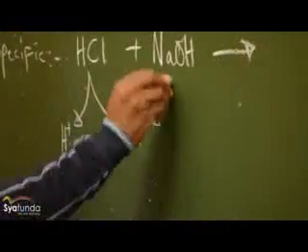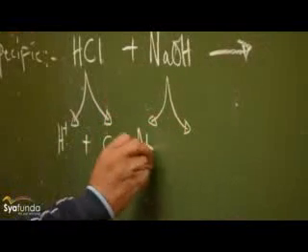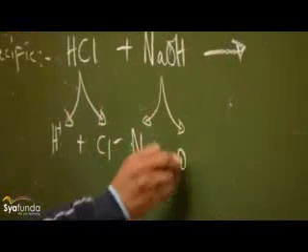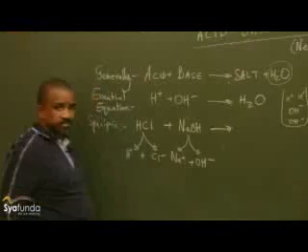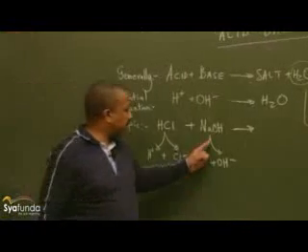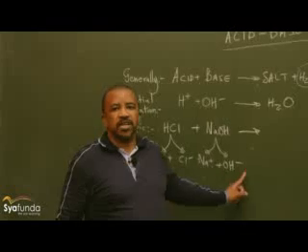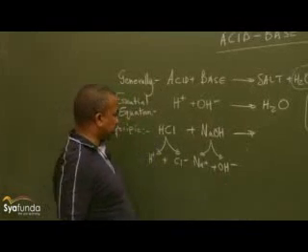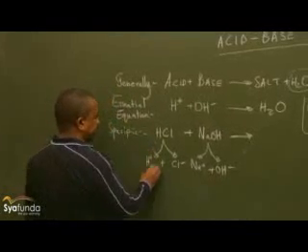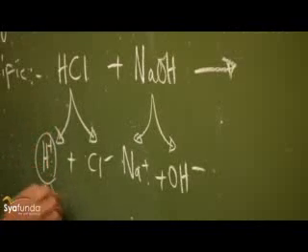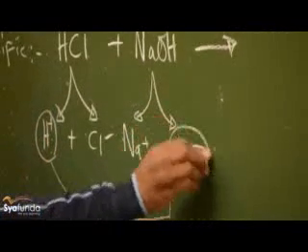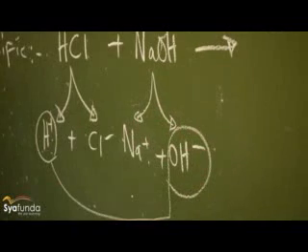What is sodium hydroxide made of? Na plus and OH minus. Sodium hydroxide is made of Na plus and OH minus. Now, from an acid, we take H plus. From a base, we take OH minus.